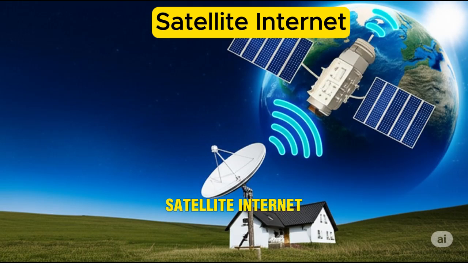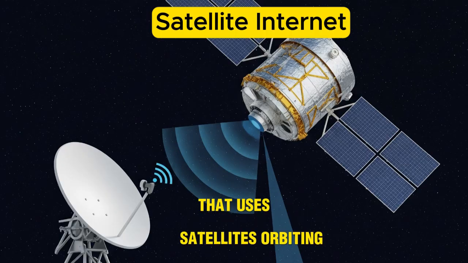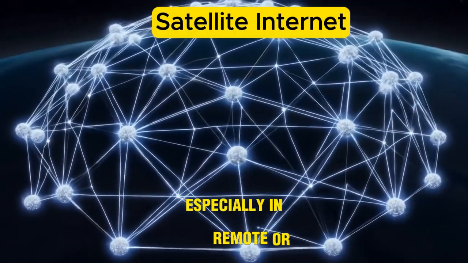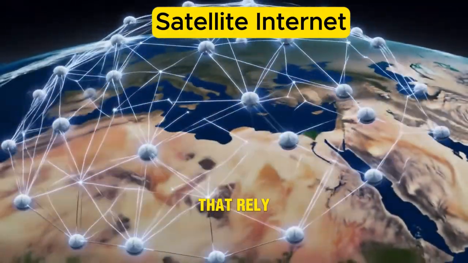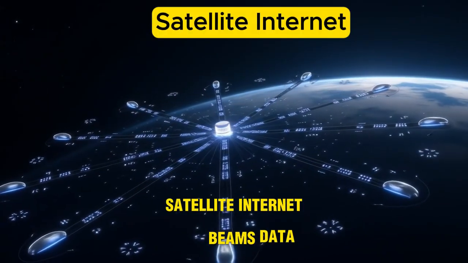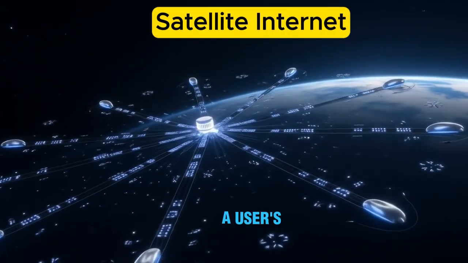Satellite internet. Connecting the world from space. Satellite internet is a type of wireless internet service that uses satellites orbiting the Earth to deliver internet connectivity to users, especially in remote or underserved areas. Unlike traditional broadband services that rely on cables, fiber optics, or telephone lines, satellite internet beams data directly from satellites to a dish installed at a user's location.